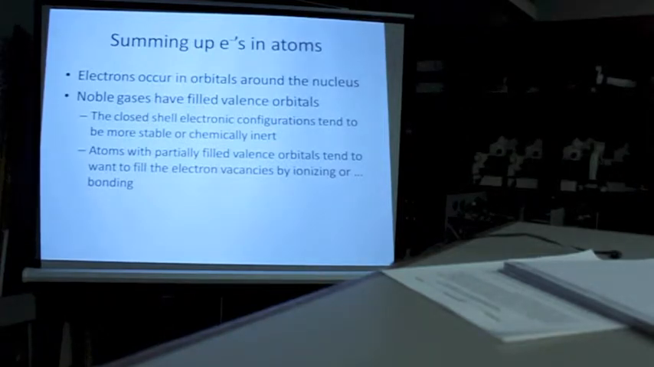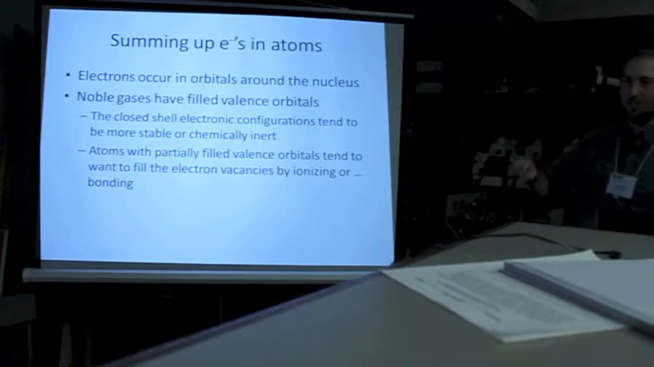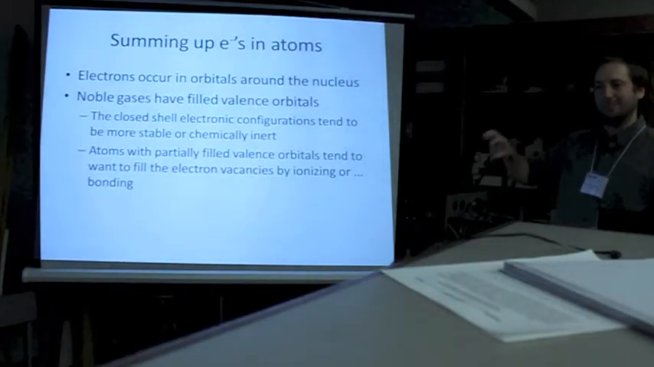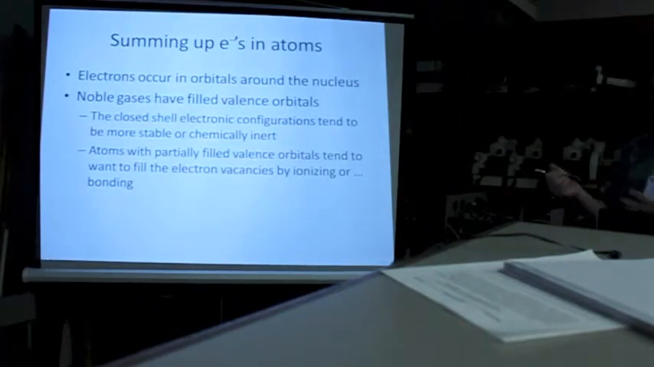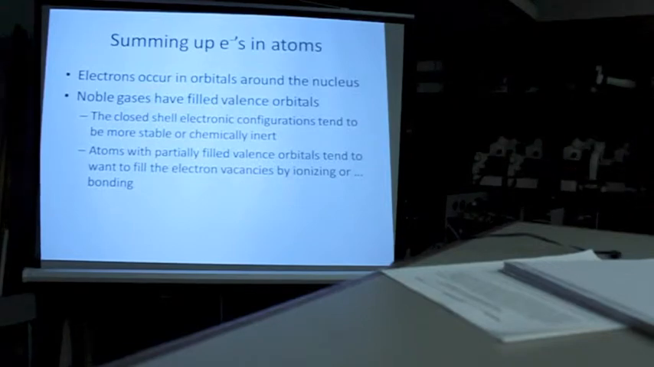The other elements around them will gain not exactly the same stability. They won't be as stable, but they can be more stable if they can fill their octets in similar ways to how the noble gases do. And so all of the bonding that we talk about will be atoms trying to put electrons in those valence orbitals. Okay?